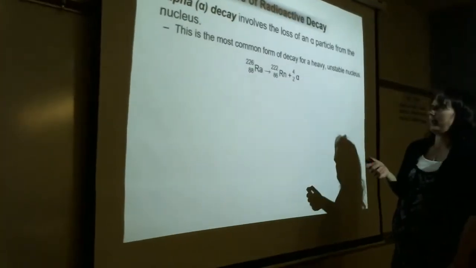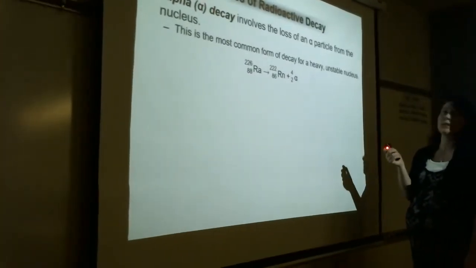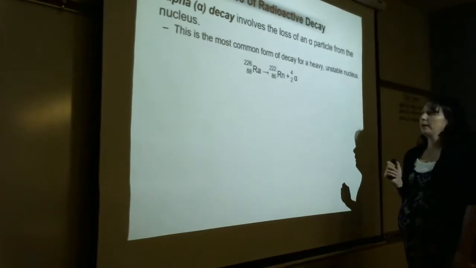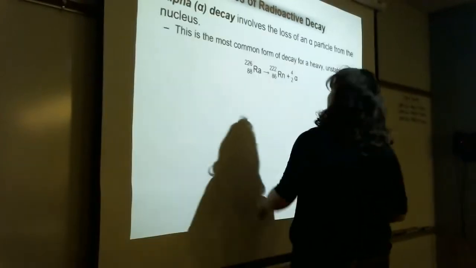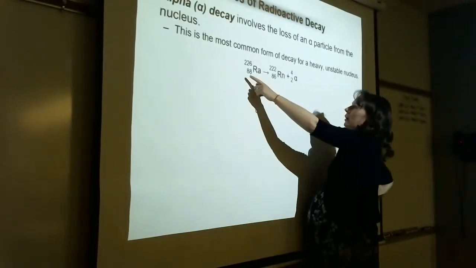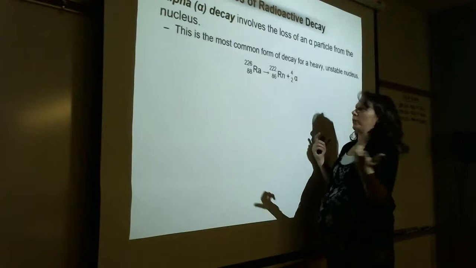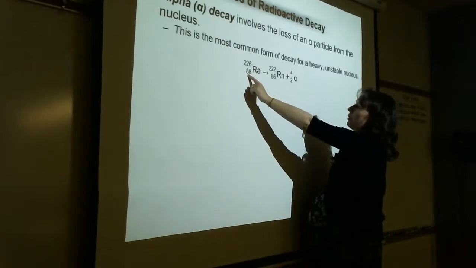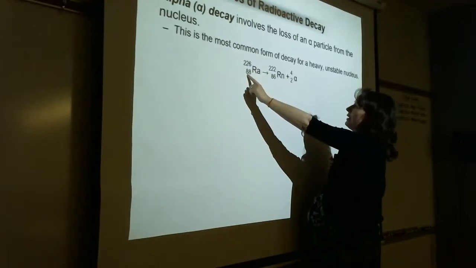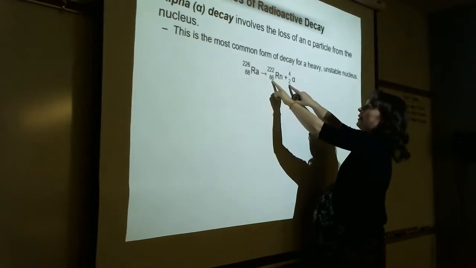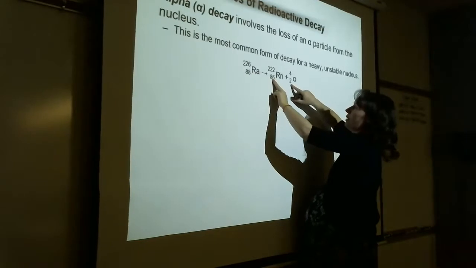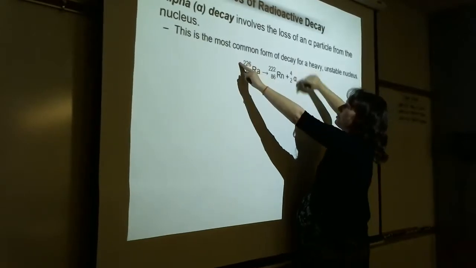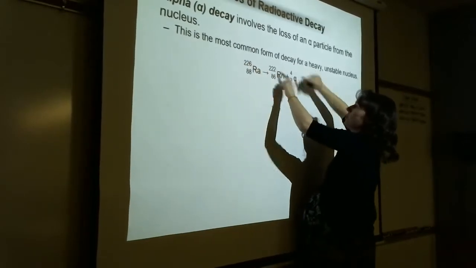So alpha decay is when you lose an alpha particle. It's a very common form of decay if you've got a heavy isotope. So for instance, here's what I mean by balancing the equation. Notice the total atomic number on this side is 88, and the total on this side is 88. Total mass number, 226. Total mass number is 226.